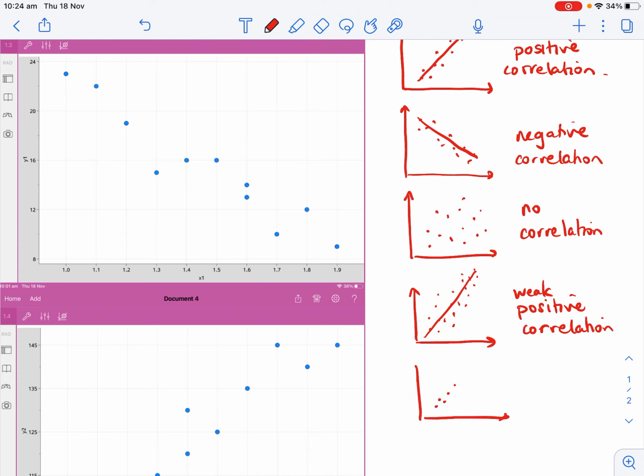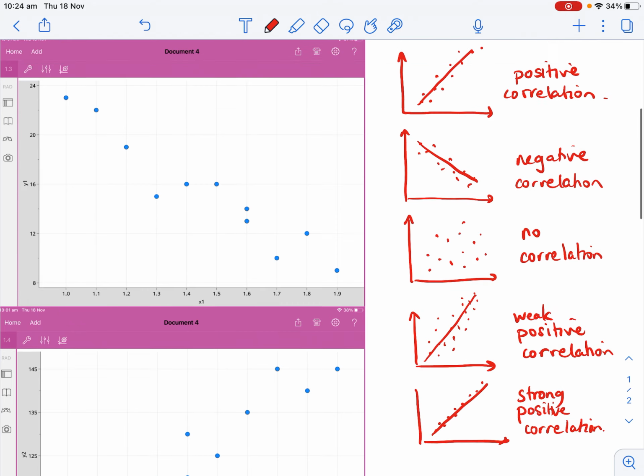Whereas if I have those dots really quite closely defined in a straight line, they're not spread out, this would be a strong positive correlation. And the same thing works for negative as well, it's just going in the other direction, so I'm not going to write them down.